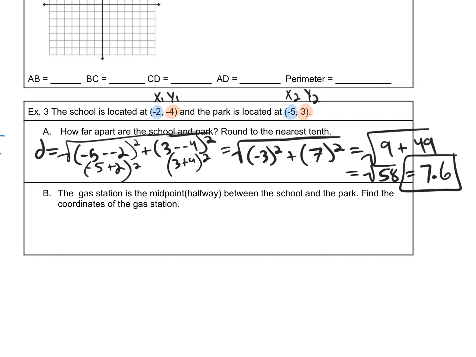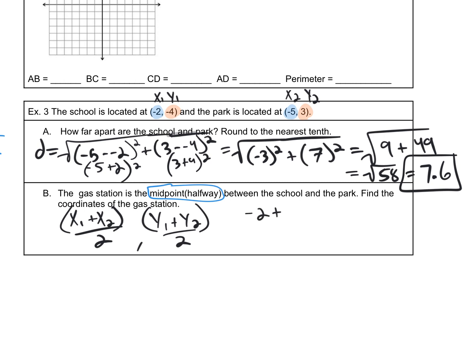So it says the gas station is the midpoint between the school and the park, so find the coordinates of the gas station. This is just a midpoint question, a review of what we talked about the other day. Midpoint's halfway between. So with that one, we want to make sure that we add our two x values together first, and then divide by 2. Same thing with the y's, add the two y values together first, then divide by 2. Looking here, our x values were -2 and -5. We're going to add those together first, then divide by 2.